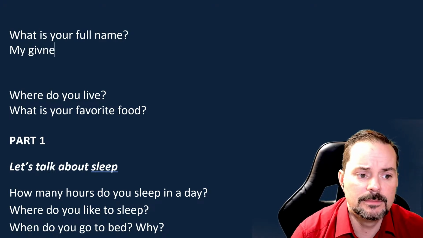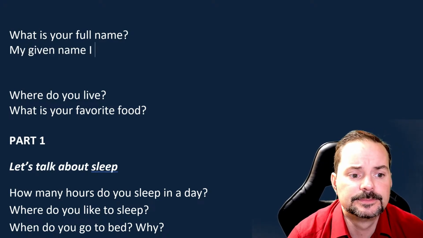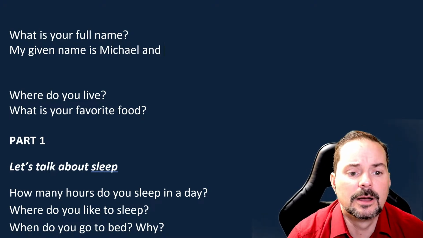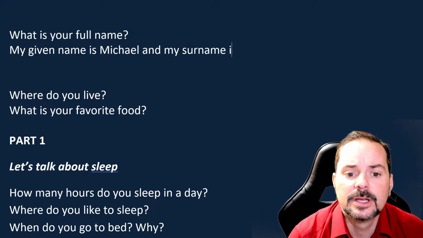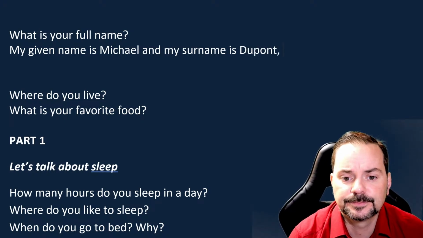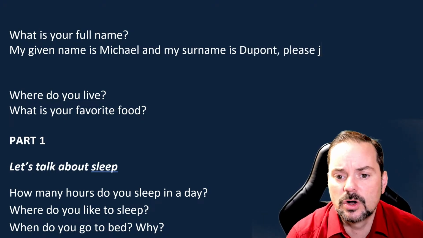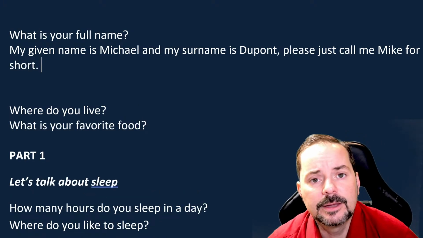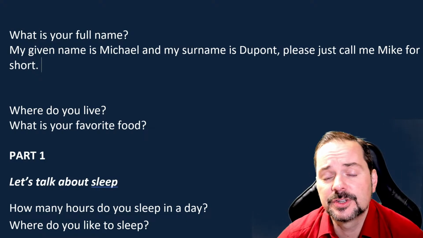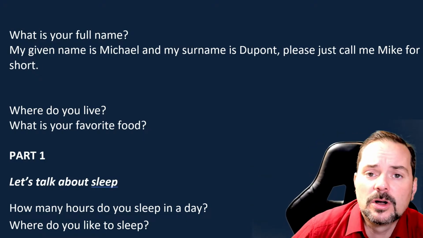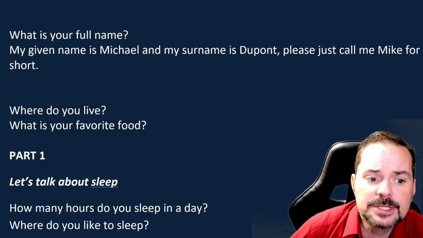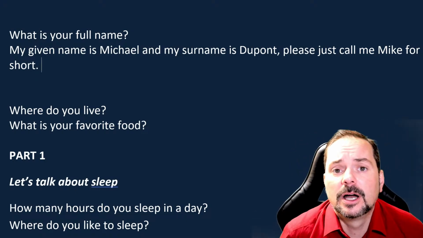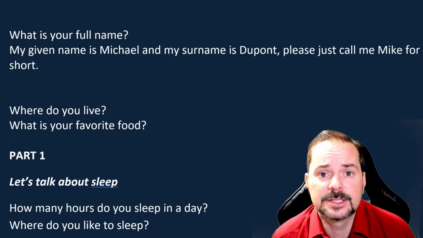So my given name is Michael, and my surname is DuPont. Please just call me Mike for short. Okay? That's a professional answer. That's something I would say to my new colleague. If my colleague was like, oh, can I have your full name? I would say, yeah, sure. My given name is Michael. My surname is DuPont. Please call me Mike for short. And then he would say, great to meet you, Mike. It's nice to work together.